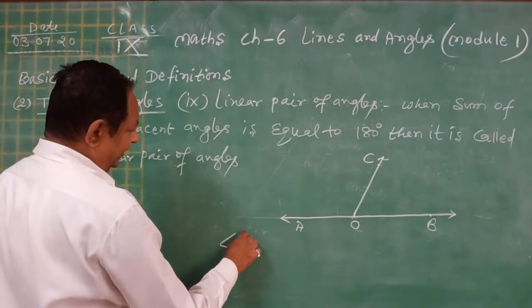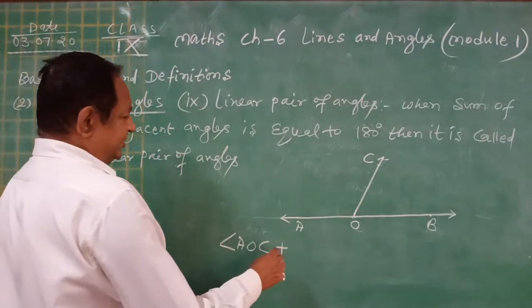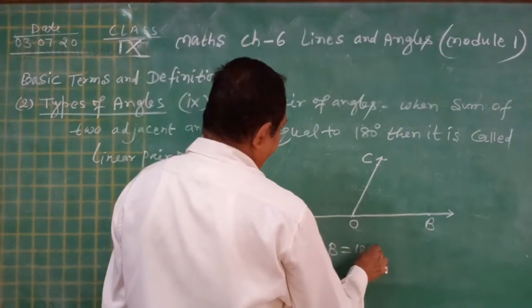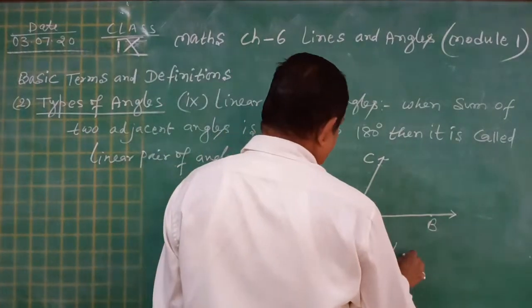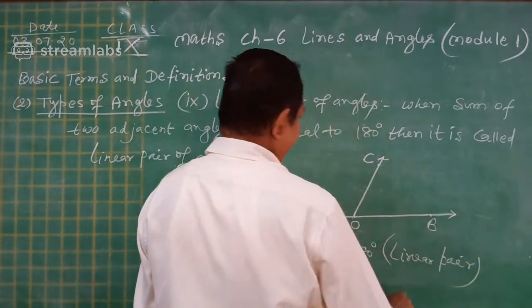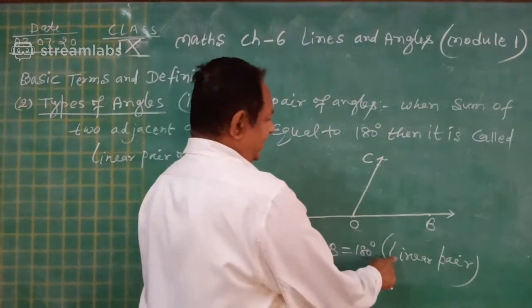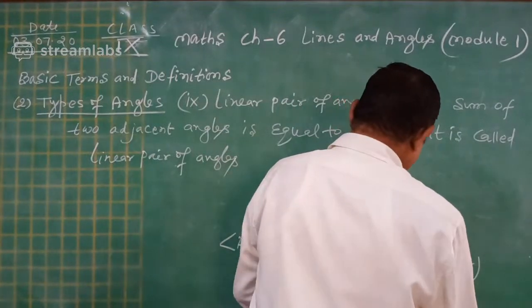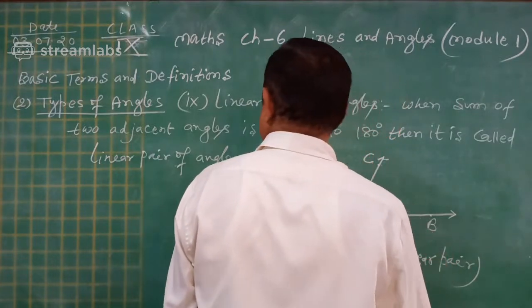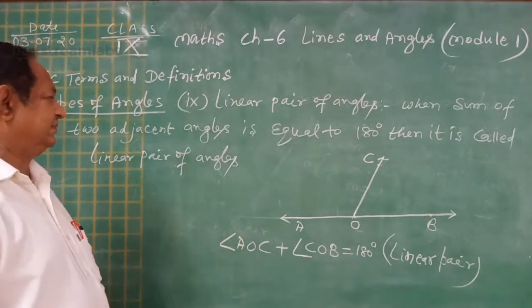Angle AOC plus angle COB is equal to 180 degrees. Linear pair. This is linear, L-I-N-E-A-R, linear pair.